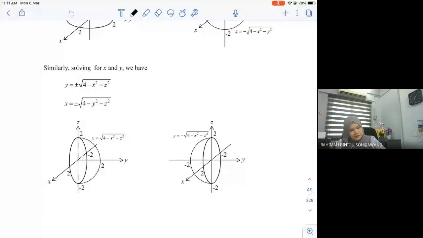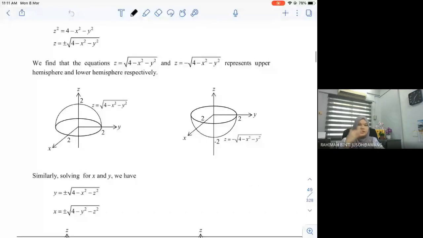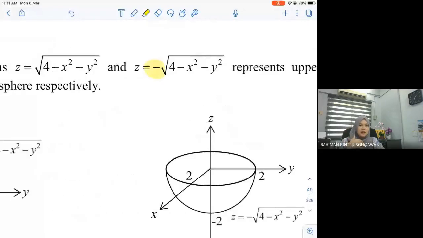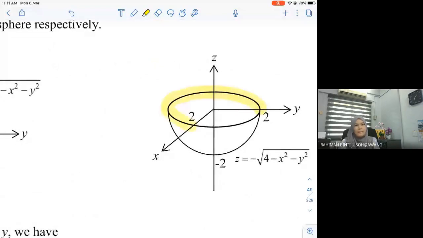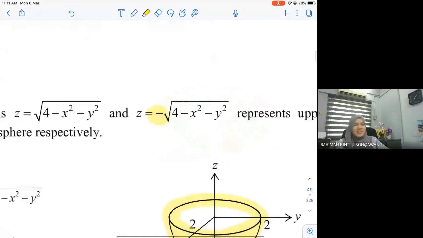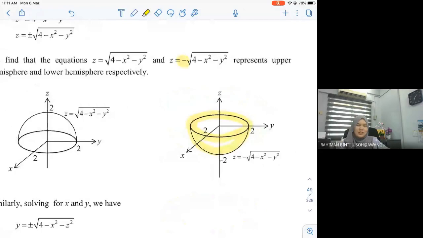Kalau negatif, itu bermaksud dia dekat bahagian negatif lah. Okay, so kalau negatif Z ni bermaksud dia dekat bawah. So hemisphere dia dekat bawah. This one. This is the hemisphere. Yang bahagian negatif Z. So you have to be careful kalau soalan ada square root sign tu, hati-hati. Dia sama ada hemisphere ataupun cone. Cone pun kadang-kadang ada square root. Nanti saya explain macam mana nak tahu dia cone ataupun tak.